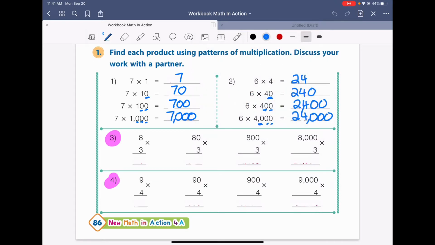Let's continue with multiplication. Page 86. I asked you to do number 3 and 4 for homework. We're going to review multiplication. Last time we learned about the zeros.